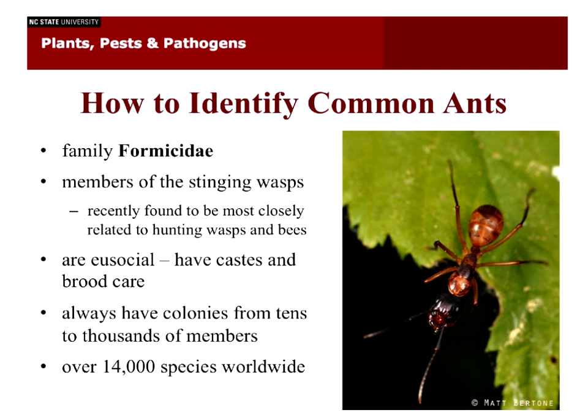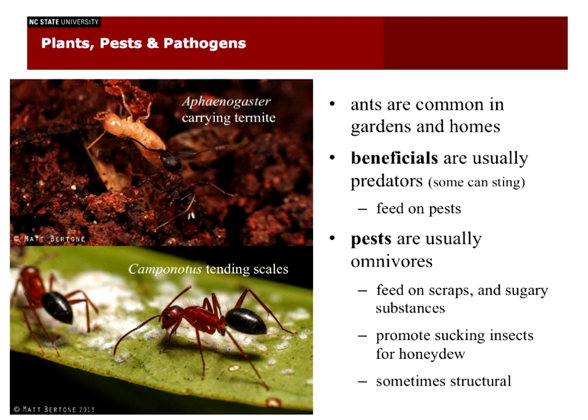But in your gardens, what are they doing? They're very common in gardens and homes. There are some that are beneficials, and the beneficials are usually predators, although some can sting, so their beneficial use is outweighed sometimes by their venomous stings. But these beneficials, like this Acrobat shown up here feeding on a termite or taking that termite back to its colony, will feed on pest species. One of the interesting things is that fire ants are considered beneficial in a lot of ways because they do feed on pests even though they can sting. So, you know, they're good in gardens.